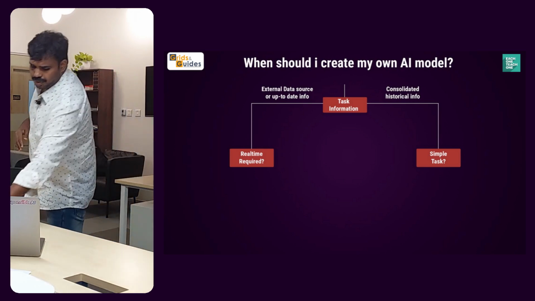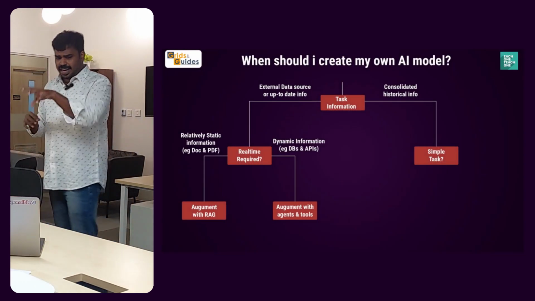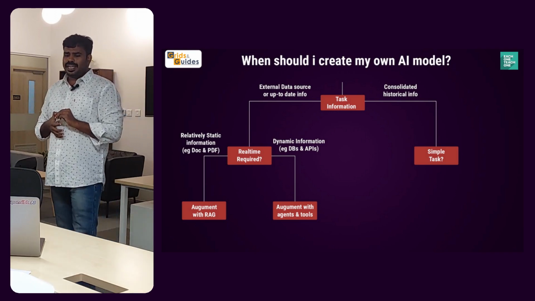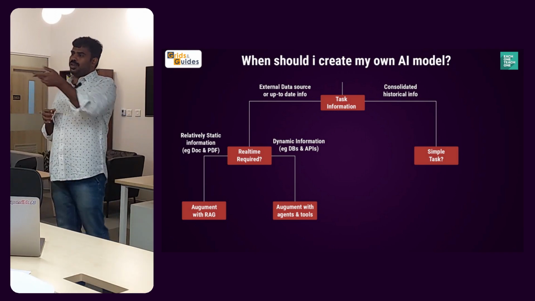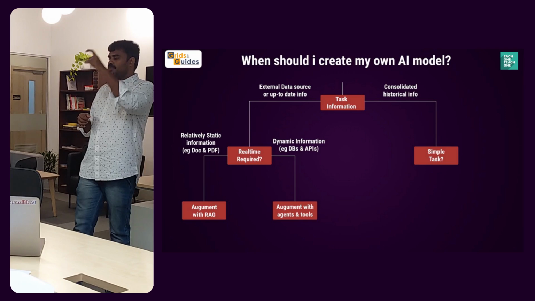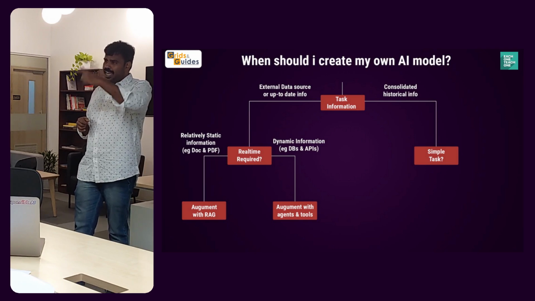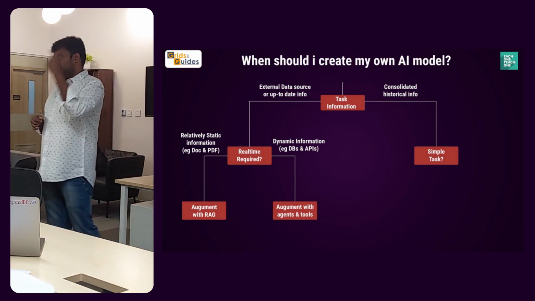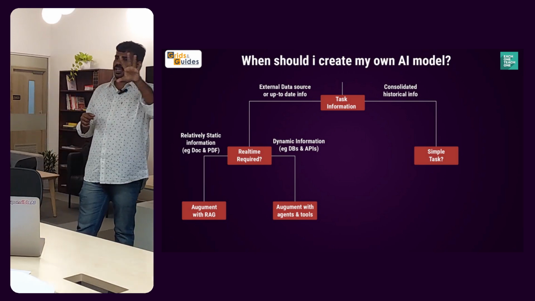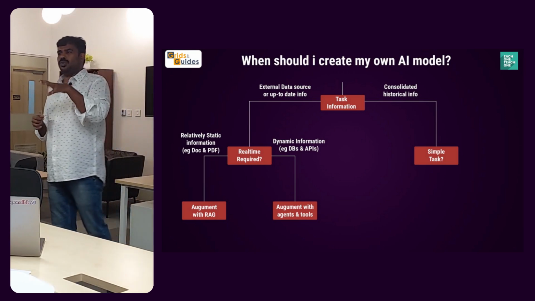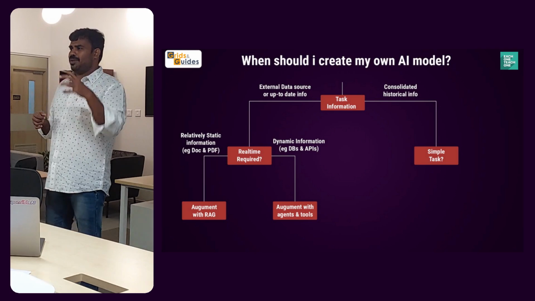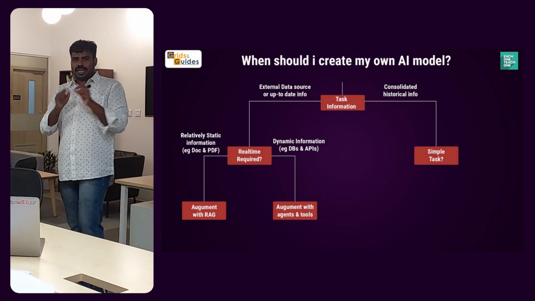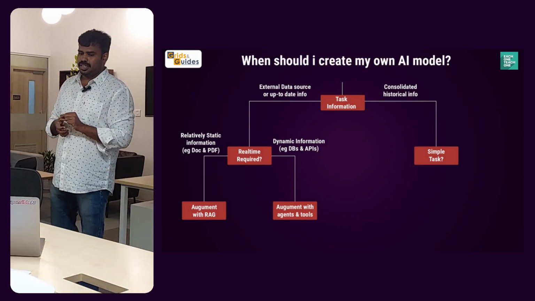So if real-time information is required, or relatively static information, the next question you need to ask is whether that information is going to change each and every second, or whether it is going to change monthly, or every 1 month, 2 months, or 1 day. So that is the next question you need to ask, right?